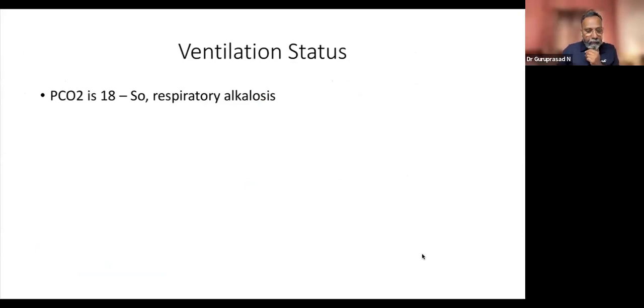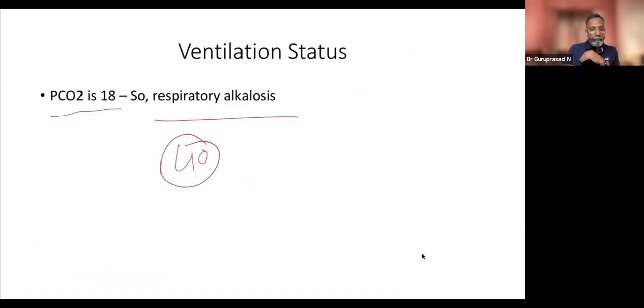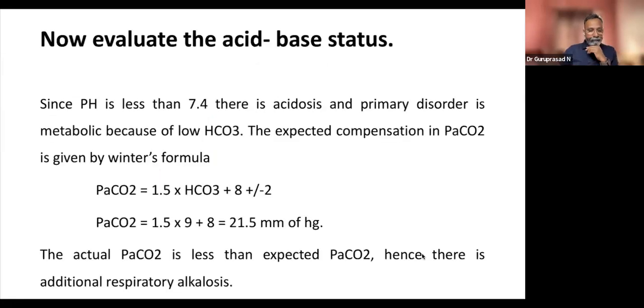Next, coming to the ventilation status. The PaCO2 they have given is 18. So I have to just say that it is respiratory alkalosis. Only when you go next to the acid-base disorder, that time you should see whether this alkalosis is adequate, is the proper one, or whether there is an additional respiratory alkalosis. So we know that 40 is a normal PaCO2 value, and the given PaCO2 is 18. That means there is a respiratory alkalosis.